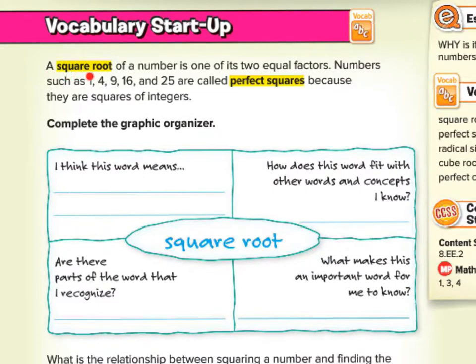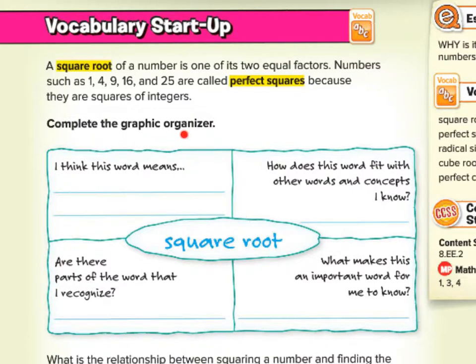A square root of a number is one of its two equal factors. Numbers such as 1, 4, 9, 16, and 25 are called perfect squares. Think about it. 5 times 5 is 25. 4 times 4 is 16. 3 times 3 is 9. 2 times 2 is 4. So that's why they're perfect squares, because they are squares of integers.